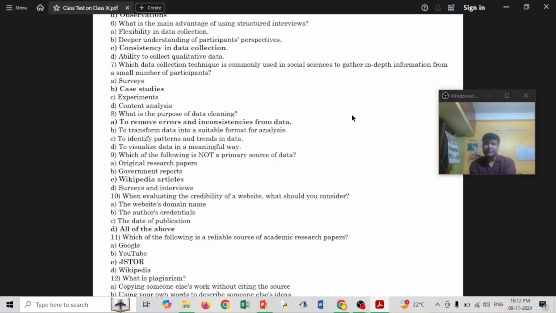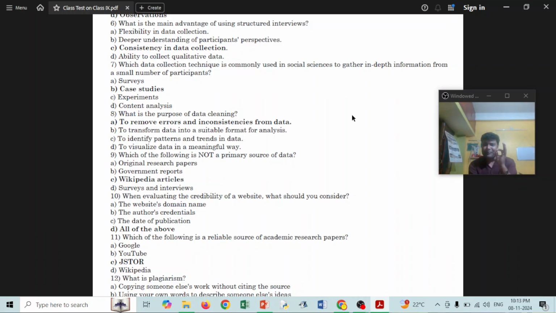Question 9 is, which of the following is not a primary source of data? A, original research papers. B, government reports. C, Wikipedia articles. D, surveys and interviews. Wikipedia articles is not a primary source of data. Got it?